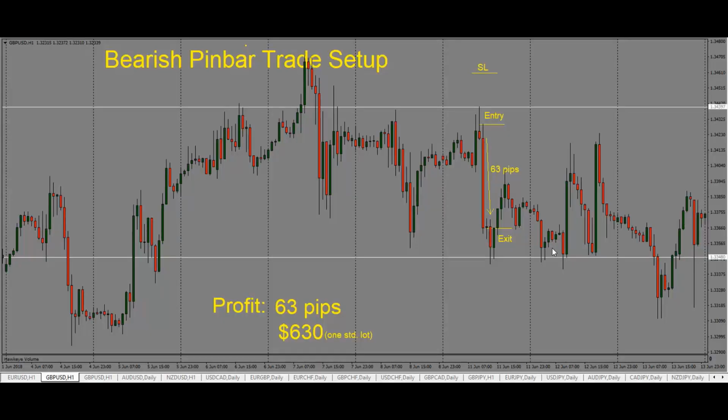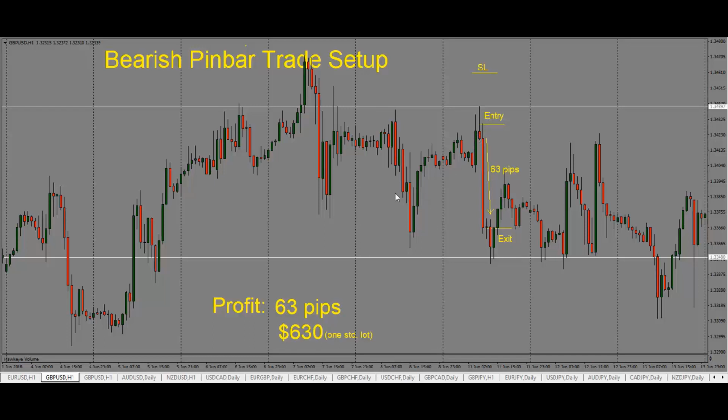how to place a trade using this type of trade setup, and how to book profits using this simple strategy. Here we're looking at a bearish pin bar trade setup. This is the pound US dollar 1 hour chart. A bearish pin bar is a single candlestick trade setup where we have a long wick on the top of the candle and a small candle body.